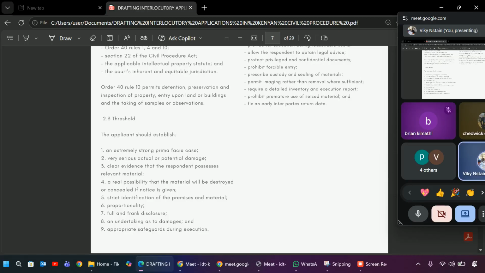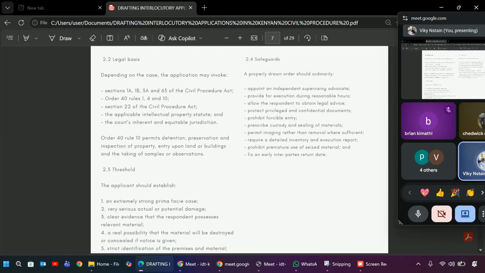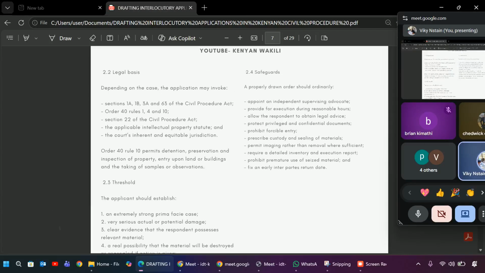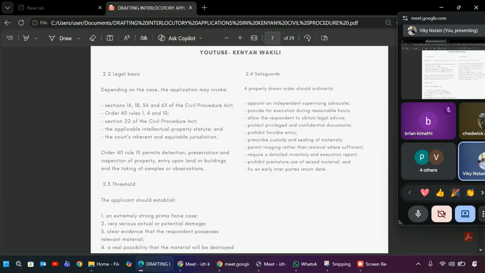Okay, and strict identification of the premises and material, proportionality, full and frank disclosure, and undertaking as to damages and appropriate safeguards during execution. Remember, these tests have been borrowed from various decisions, but it is not mandatory for you to say all of the tests, because they are the key ones that the examiner is expecting to see. Have you clearly identified the premises and who is exactly in control of that kind of item or property that you want to be granted access to?